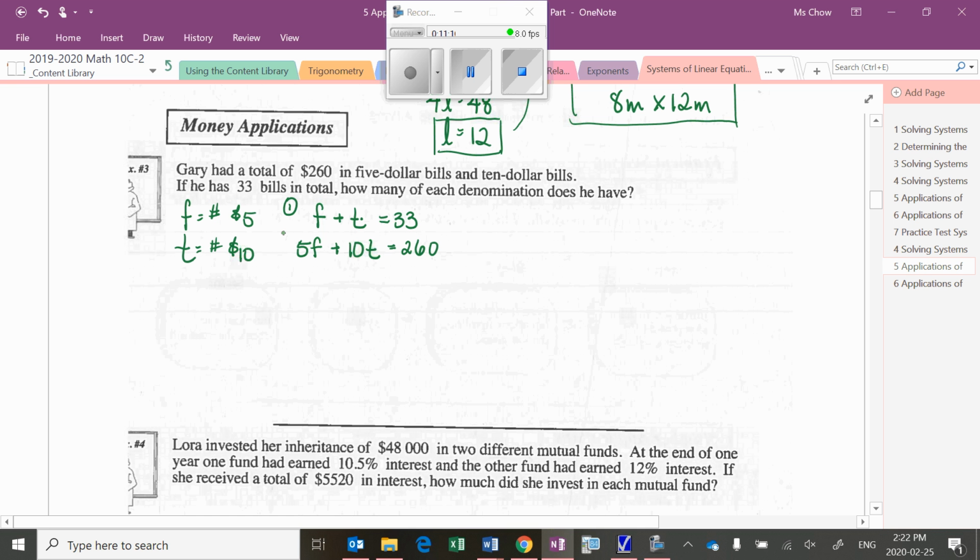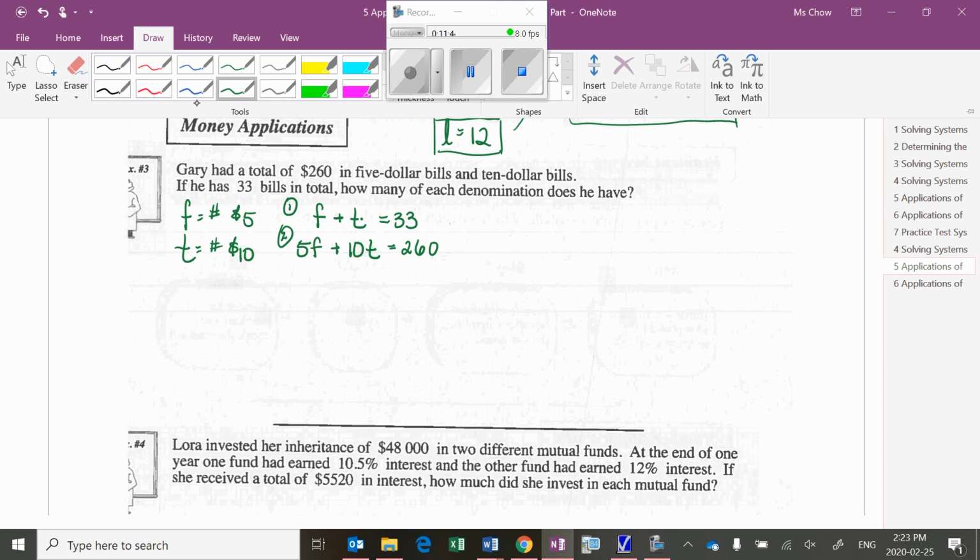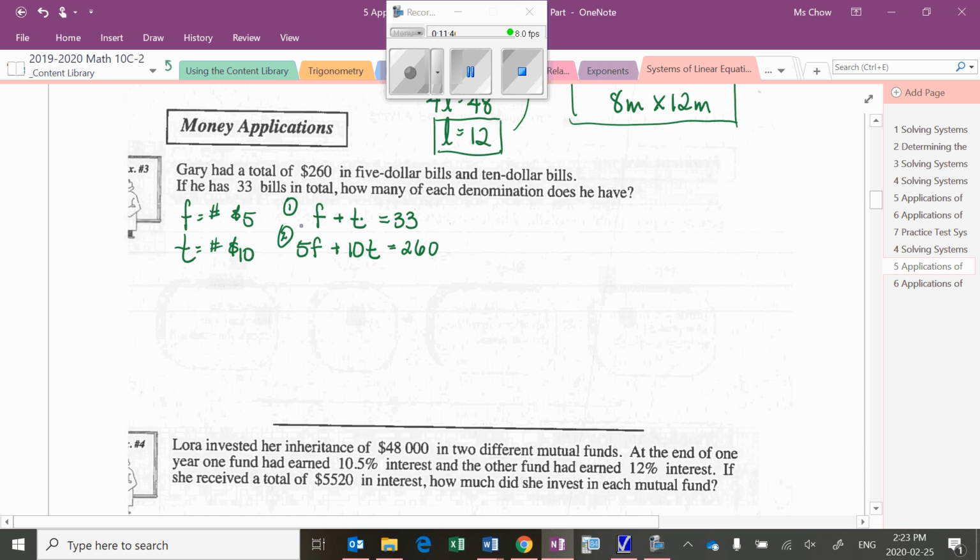So once again, we could do substitution if we wanted to, because F and T both have coefficients of 1, so it's very easy to isolate one of those. Or if we wanted to, we could also do an elimination. So either or. Let's do elimination just for fun, since we haven't done that just yet today. So we'll take equation 1, I'll just change the color here. I'm going to take equation 1 and multiply that by 5.